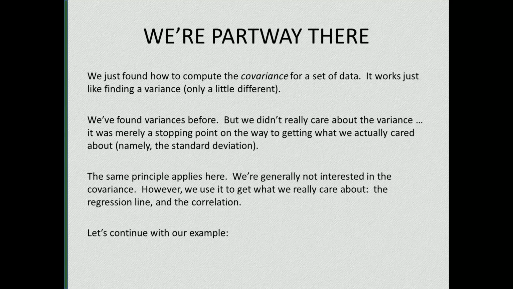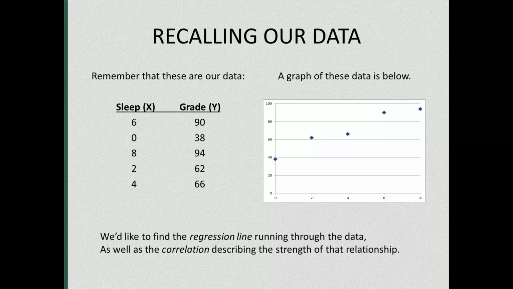Now, much earlier this semester, we looked at computing the variance for a set of data. We generally didn't really care about the variance in and of itself, save as a stopping point to get to things like a standard deviation and a test statistic that we really cared about. Same thing applies here. We generally don't care about the covariance per se. We use it as a stepping stone to get things that we do care about, namely the regression line and the correlation. And so let's continue our example.